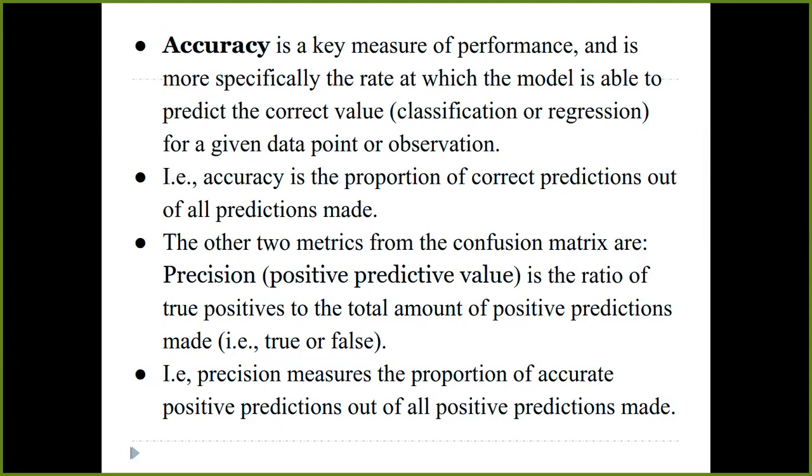So here, the two metrics from the confusion matrix are precision and recall. Precision is the ratio of true positives to the total amount of positive predictions. So with respect to accuracy, we have two terms, precision and recall. Precision means that I have calculated the value as positive.